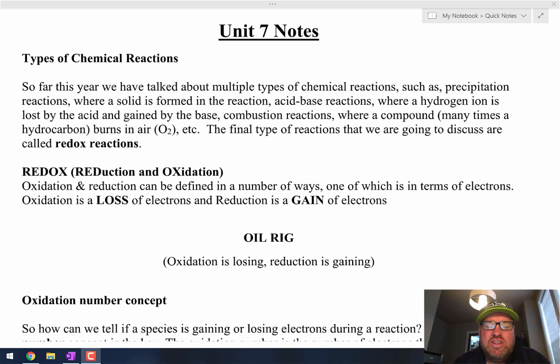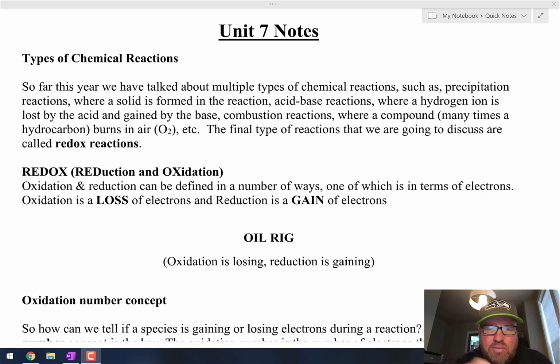Unit 7 deals with what's called electrochemistry. And electrochemistry is based on the idea of what's called an oxidation-reduction reaction. So just as a quick review, remember that some of the reactions that we've talked about this year are precipitation reactions, where a solid is formed in the products in the reaction.